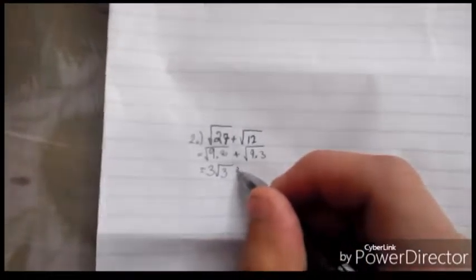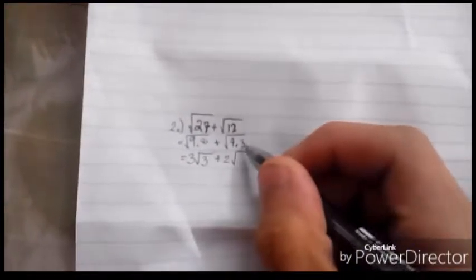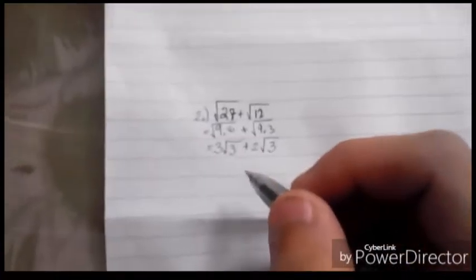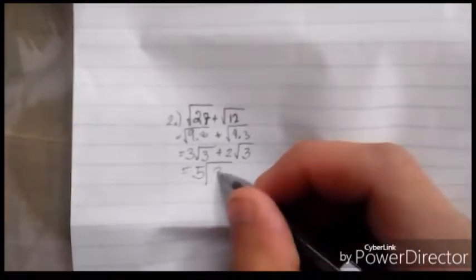then plus, the square root of 4 is 2, square root of 3. Copy the 3, and we're going to add these terms together because they are identical now. They are the same. 3 plus 2 equals 5, then copy the square root of 3. That's all. That's problem number 2.